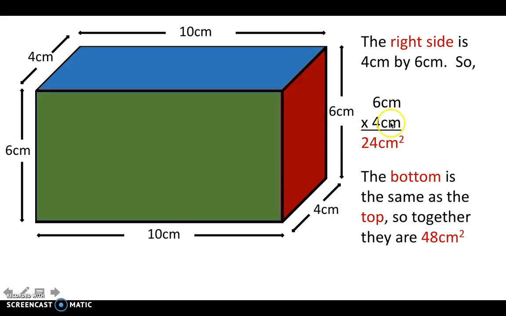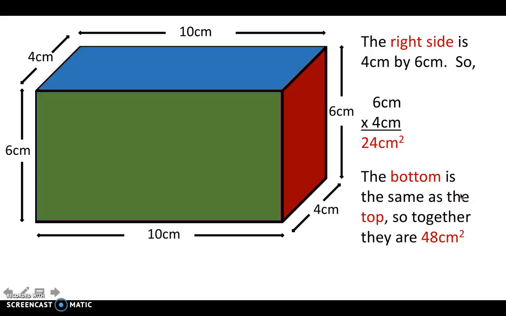Okay, and last, if we find the right side, we know that it's 4 centimeters times 6 centimeters. So we do our simple multiplication. A lot of you guys know this one in your head, and that's 4 times 6 is 24. We get centimeters times centimeters equals centimeters squared. And we find out that the left side is the same as the right side, just like the other areas. So together they are 48 centimeters squared.